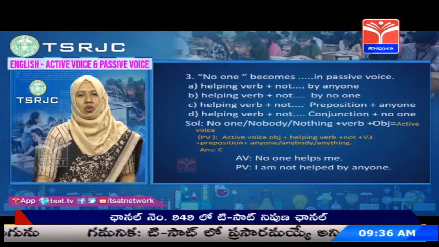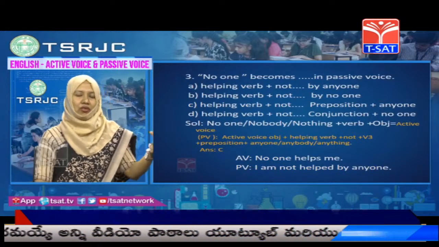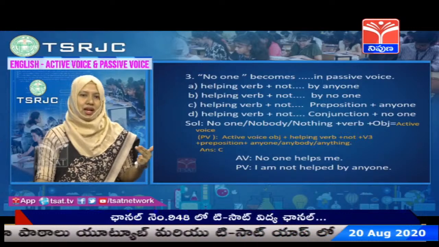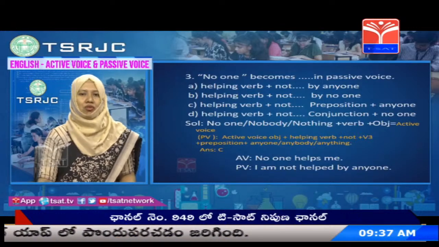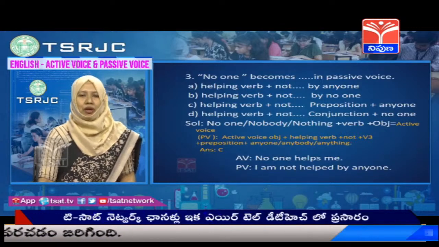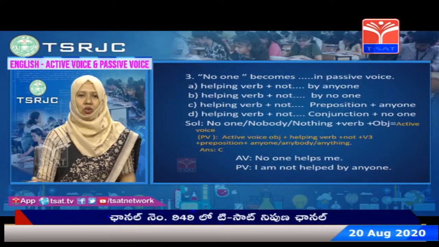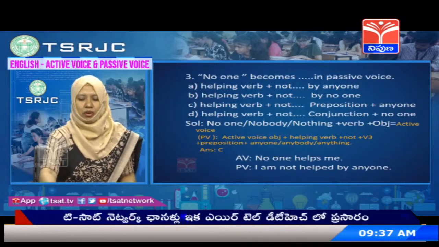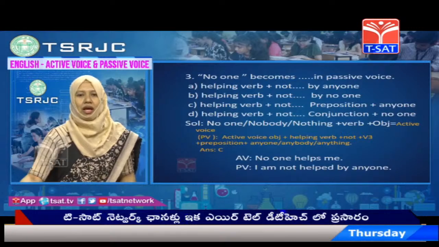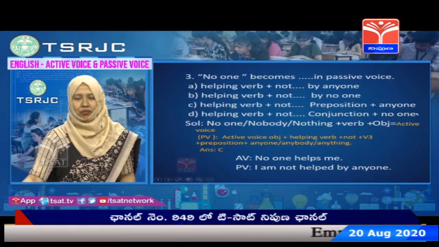Next question: no one becomes what in passive voice? If in active voice a sentence starts with no one, what will it change into in passive voice? Option A, helping verb plus not by anyone. Option B, helping verb plus not by no one. Option C, helping verb plus not plus preposition plus anyone. Option D, helping verb plus not plus conjunction plus no one.